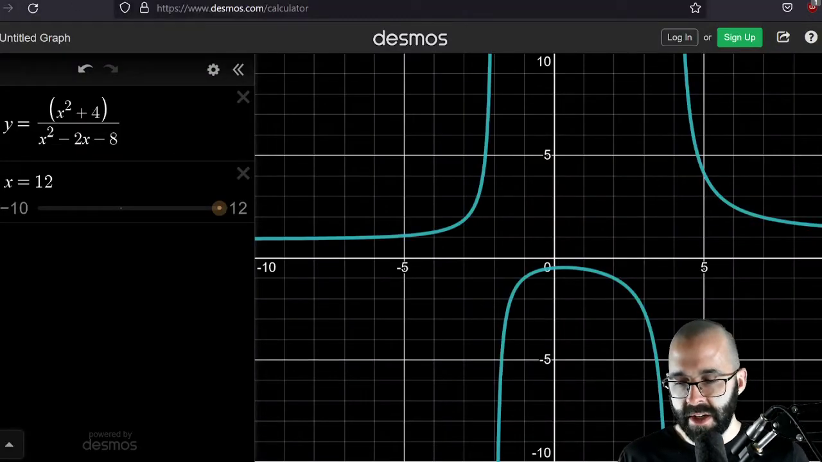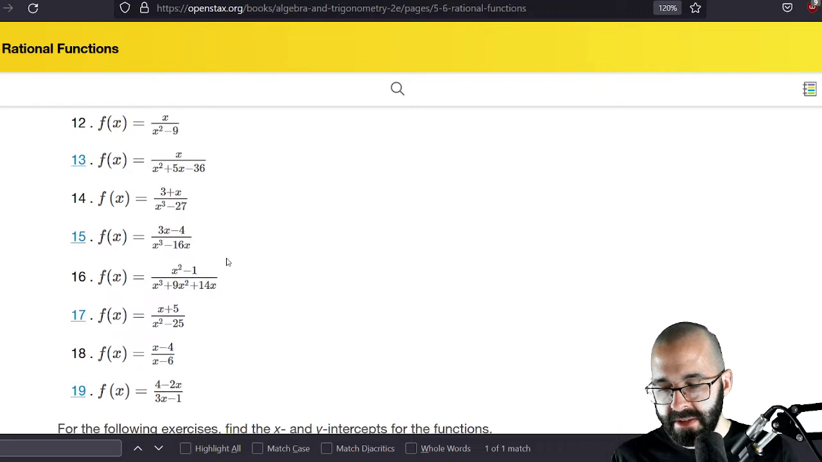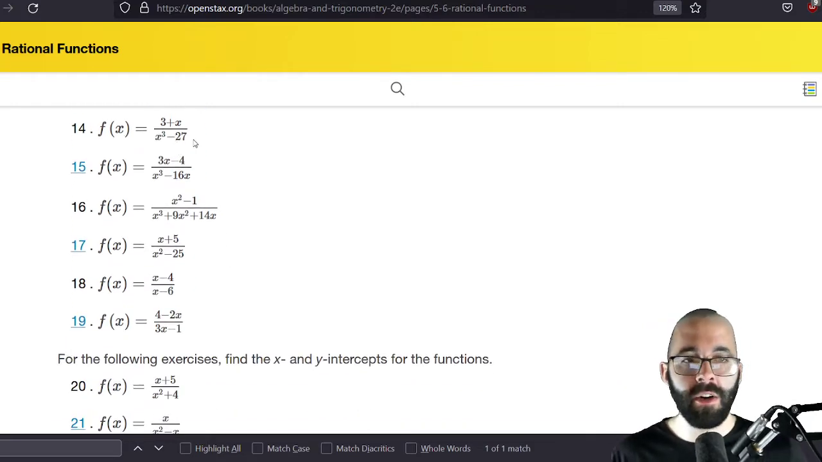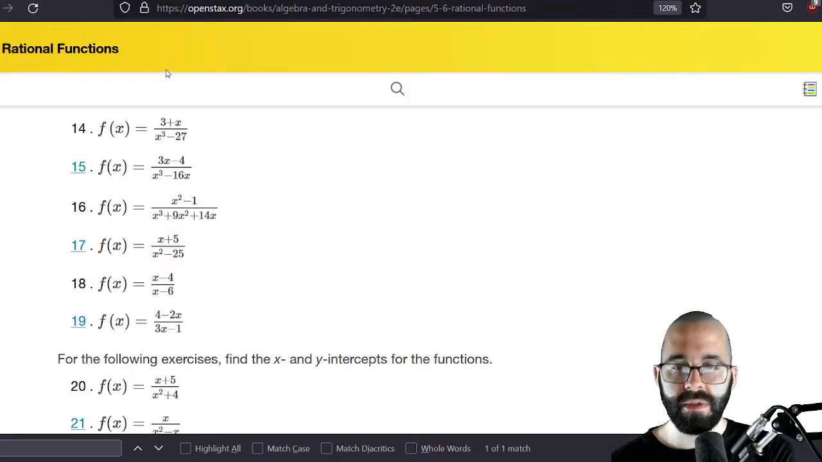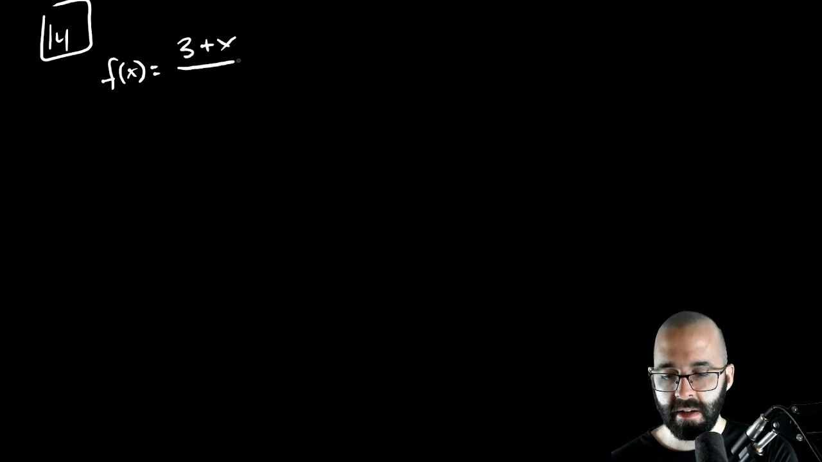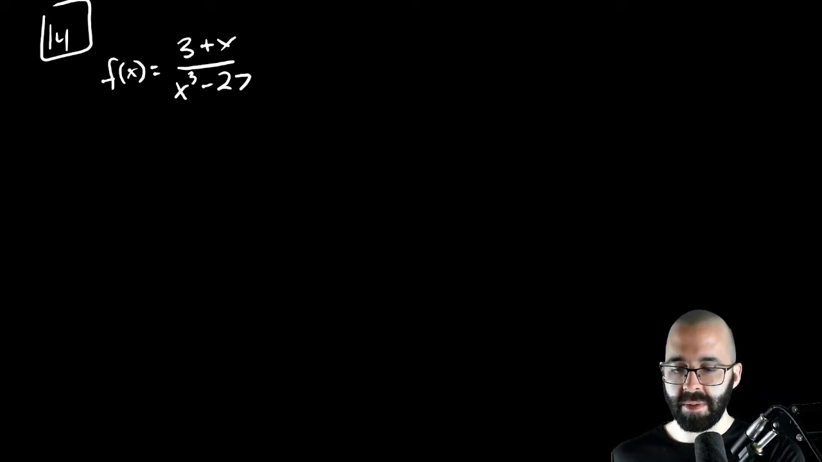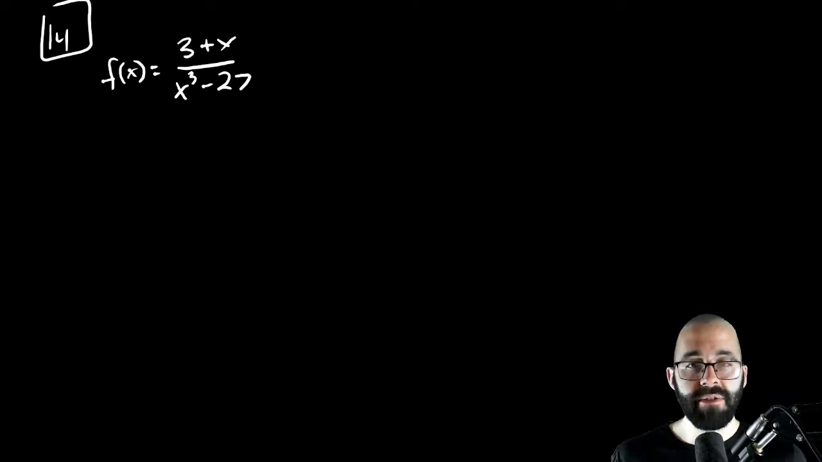Let's do another one. Number 14. So 14, it's a little different than what the book says. I just want you to find the asymptotes and write them with arrow notation or limit notation. That's going to be f of x equals 3 plus x over x cubed minus 27. And again, I'm asking for the asymptotes here. So we're going to graph it with Desmos.